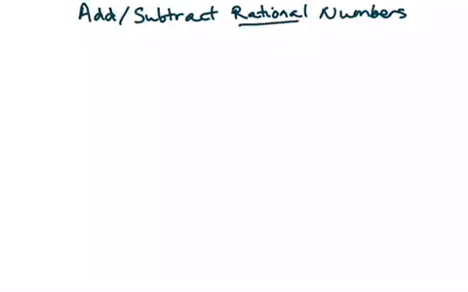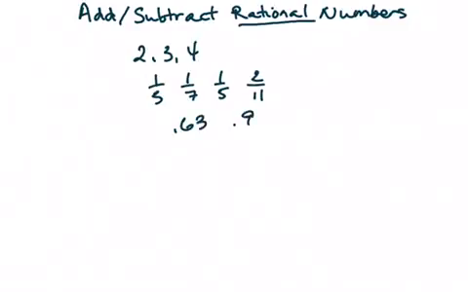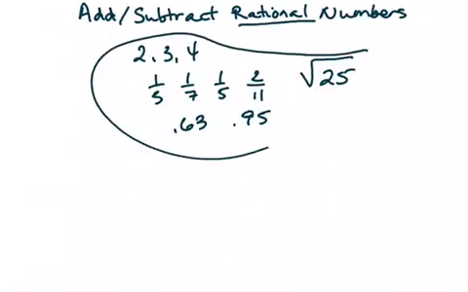When we talk about rational numbers, we're talking about whole numbers, like this. We're talking about fractions, whatever. We're talking about decimals. We're talking about square roots of perfect squares. And they just put them in one big lump and they call them rational numbers.